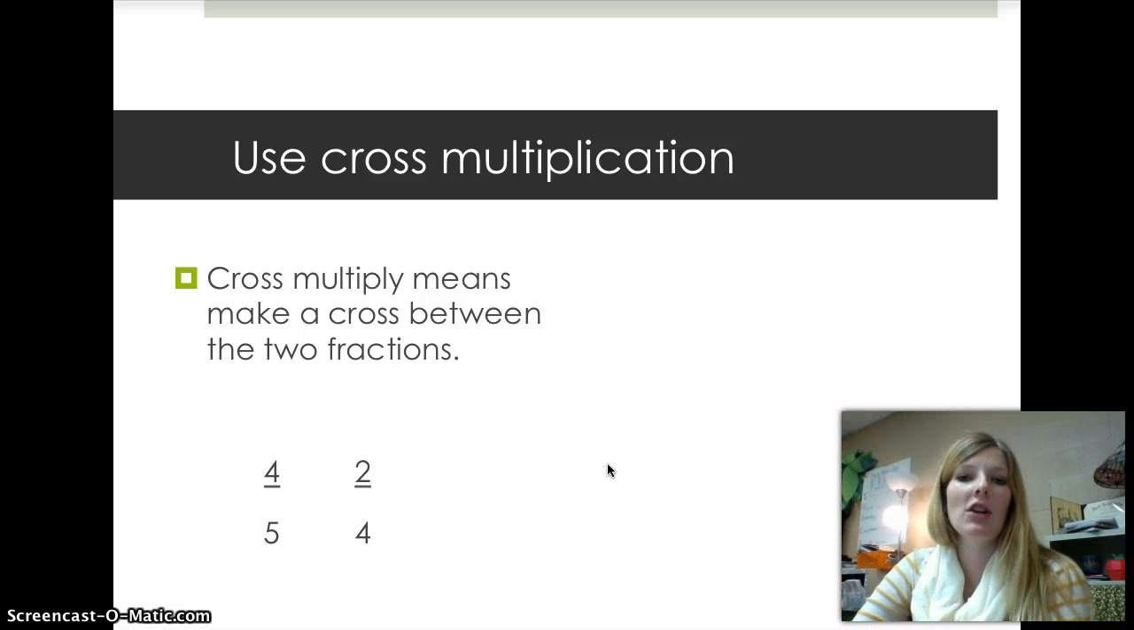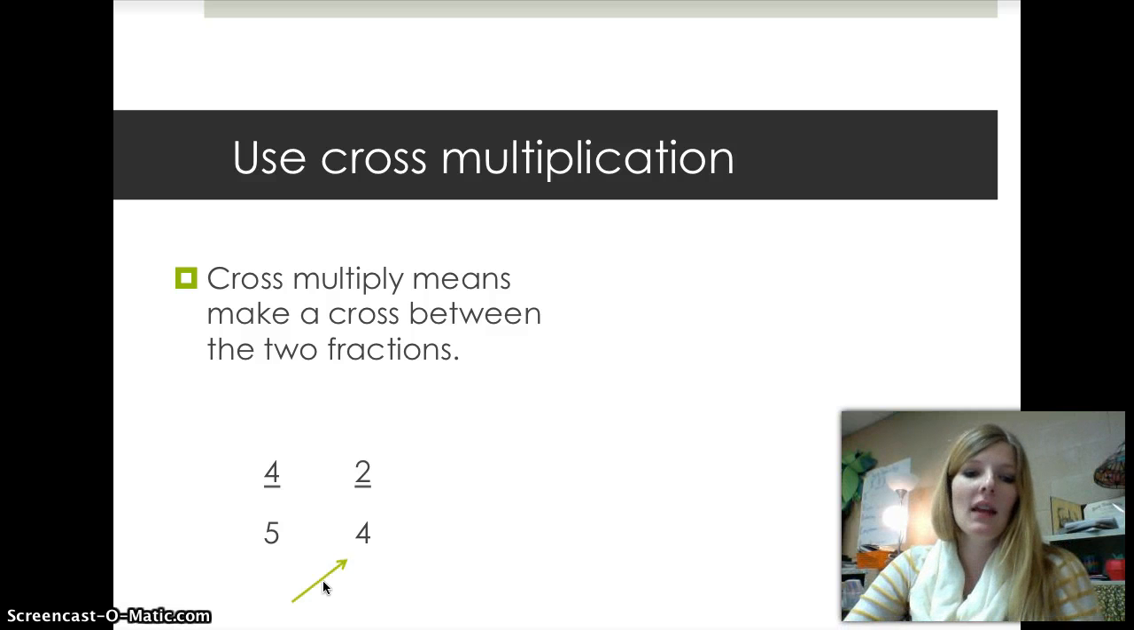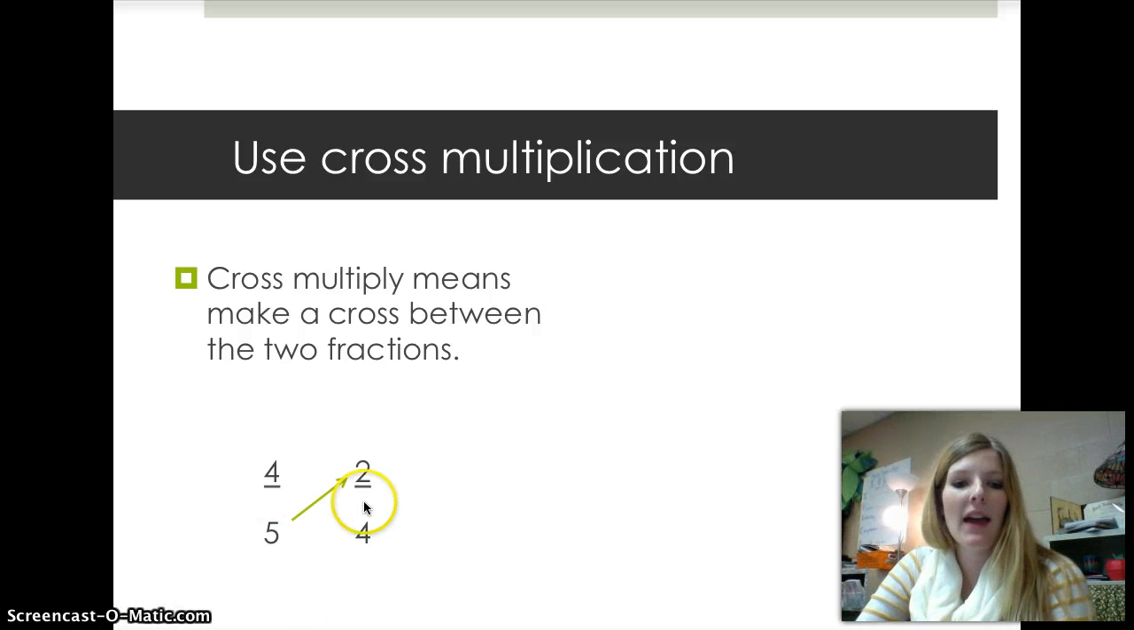Using cross multiplication is another strategy that you can use for comparing fractions. The way we do this is to cross between opposite denominators and numerators. So we're going to make a cross and multiply. Cross multiplication. So my first cross line I'm going to make is between the 5 and the 10, and all I do is say 5 times 2 equals 10. And then I draw my second line of the cross. 4 times 4 equals 16.